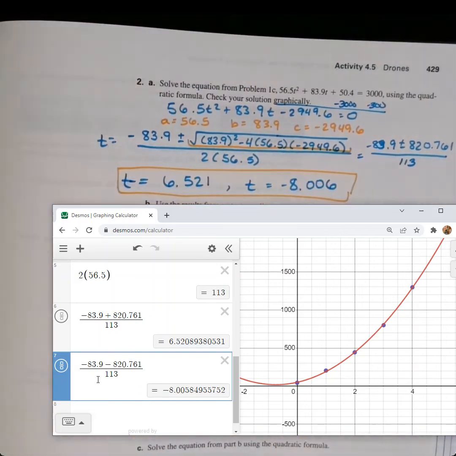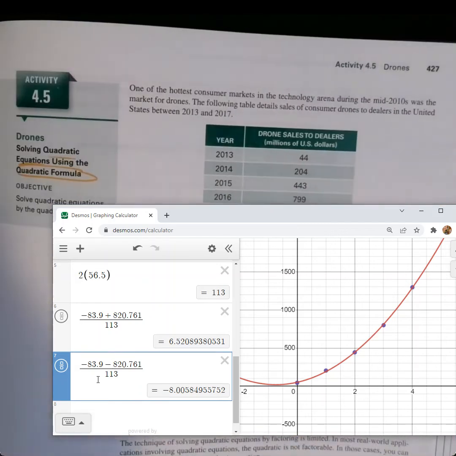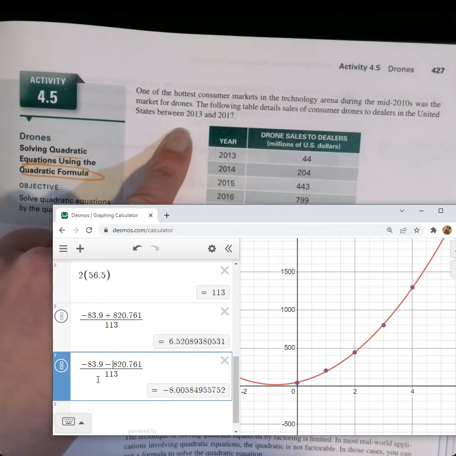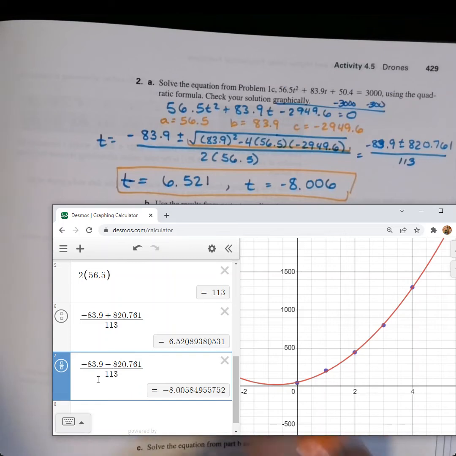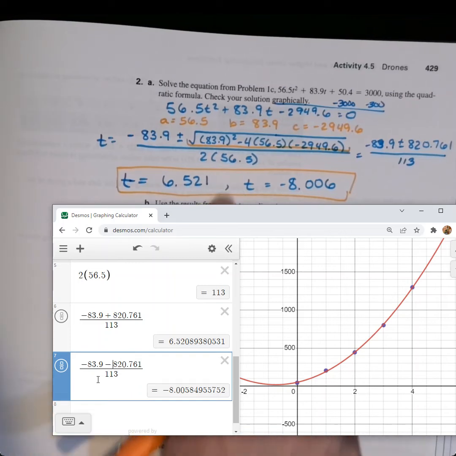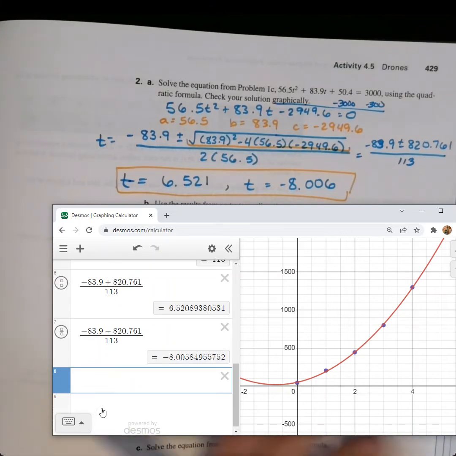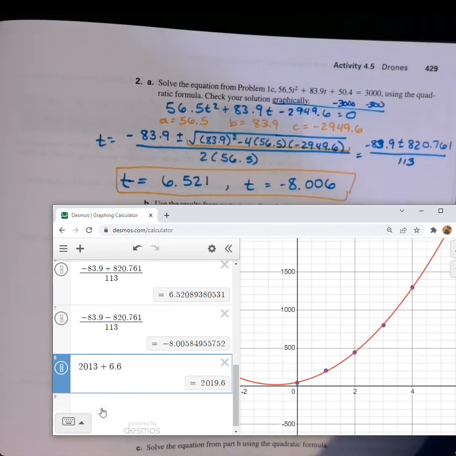I forgot my context. We were talking about years since 2013. So I guess I'll use that for the interpretation piece down here. The negative years are probably not going to make sense in this context because the model wasn't valid during that period. And it was years since 2013. So if I add on the 6.521, you can see we'd be in 29.6 since we're more than halfway through.